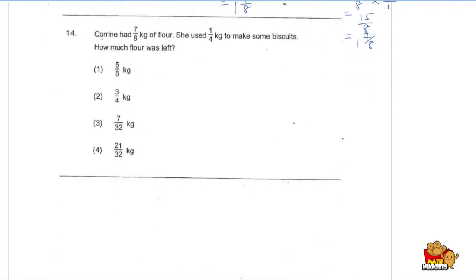Question 14. Corinne had 7/8 kg of flour. She used 1/4 kg to make some biscuits. So this one, take note. The fractions come with units. 7/8 kg, 1/4 kg. So this is the actual mass of the flour that she had and she used. So we will just subtract accordingly. She bought this. She used this. So in order to subtract fractions, remember to change them to the same denominator so that we can minus, and the answer is 5 out of 8.